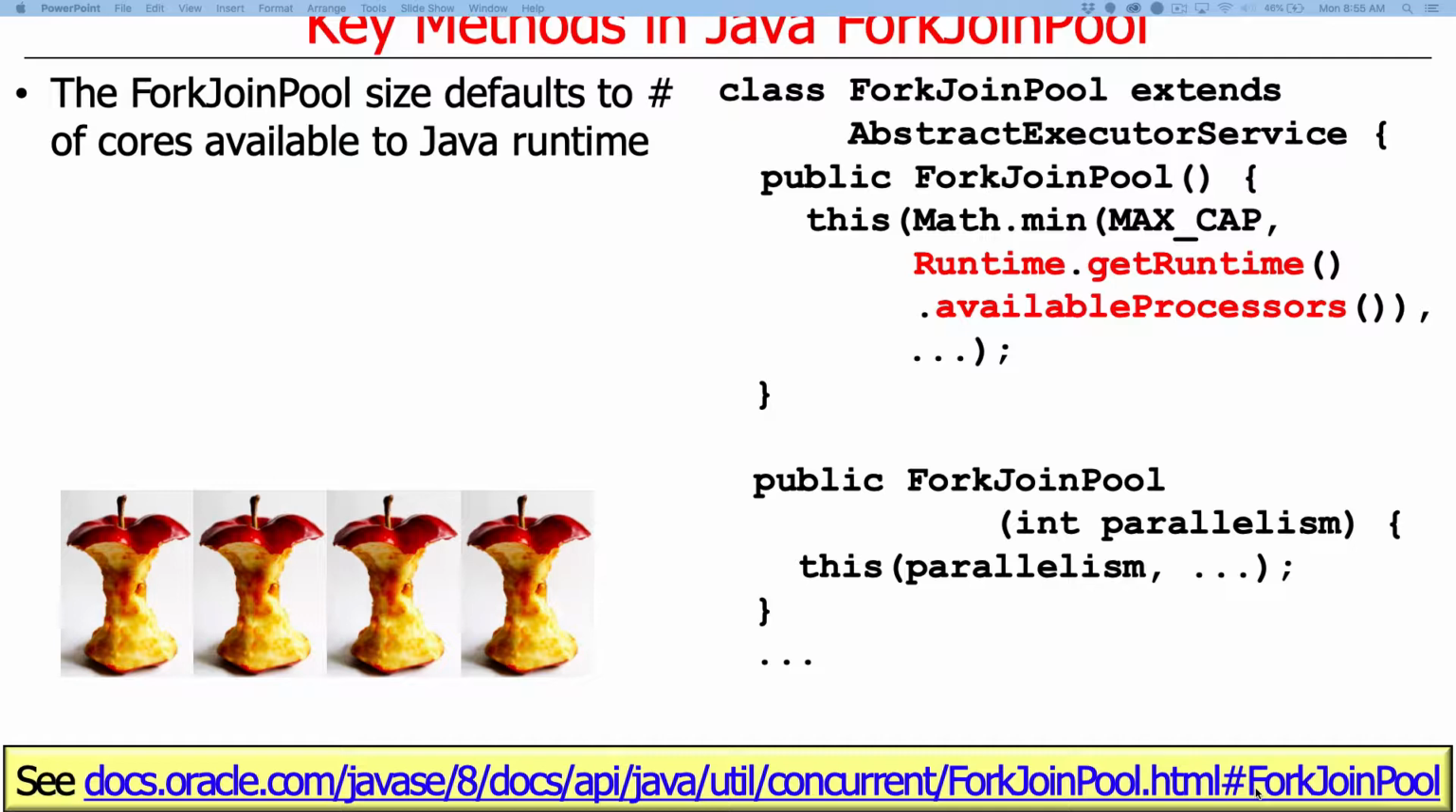So if you had a 4-core machine, then getRuntime().availableProcessors() would return 4. Yes, sir?